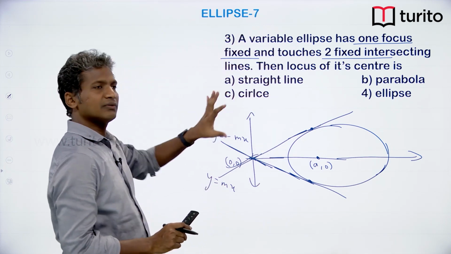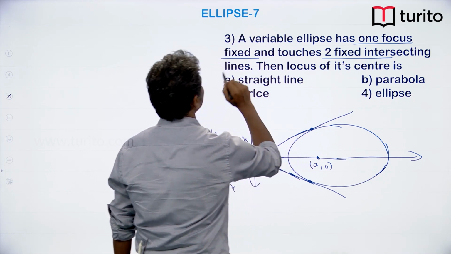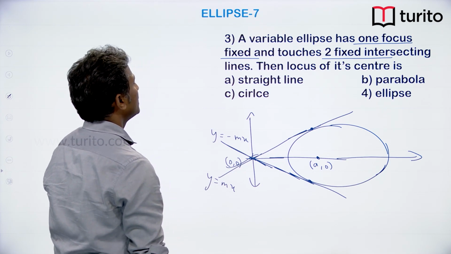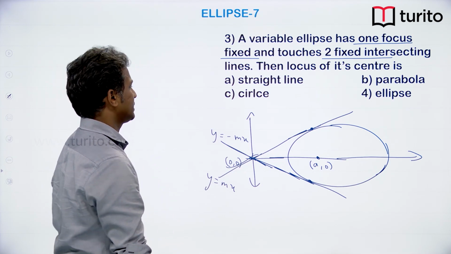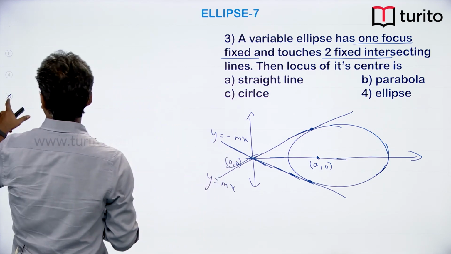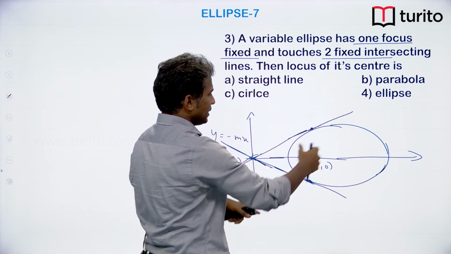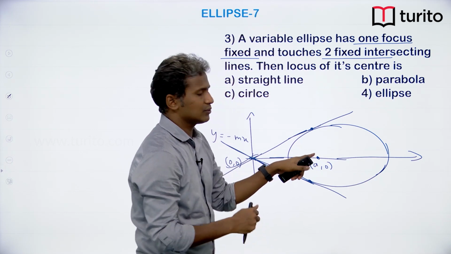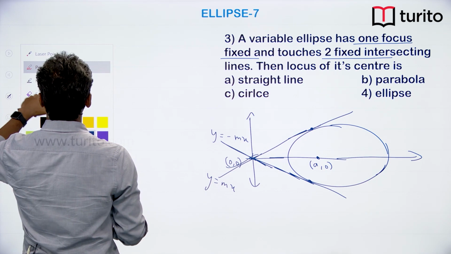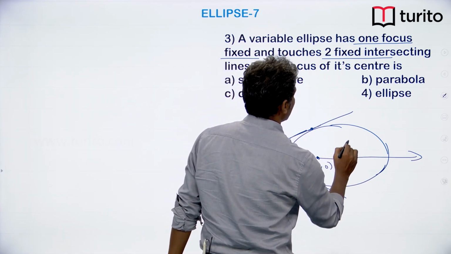Now I will apply the question. It touches these two lines. A variable ellipse has one focus fixed and touches two fixed intersecting lines, then the locus of its center is. So we have to find the locus of the center. Now this ellipse could be tilted also. It could be lying on this line also. So we don't know. Let me take the center as some (h, k). So let us say this is my center, which is (h, k).